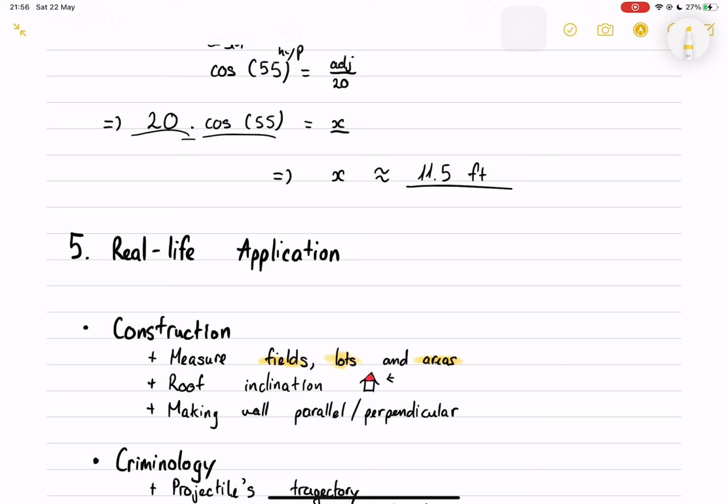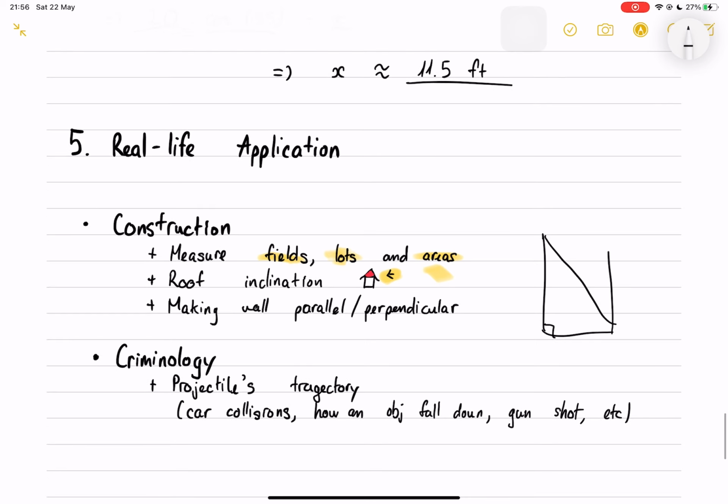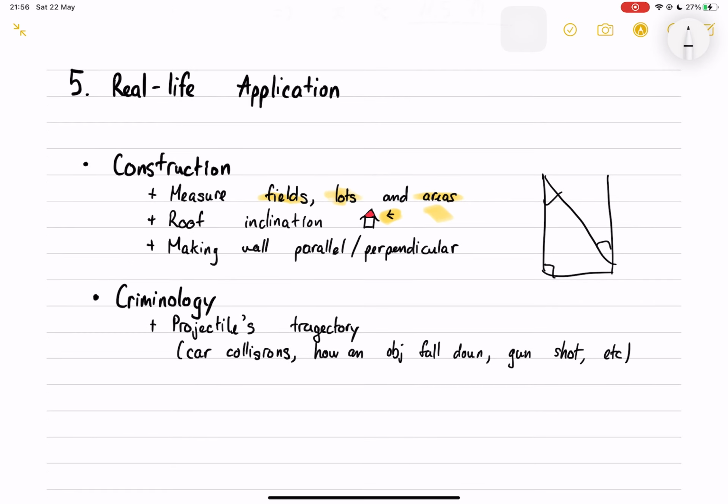A roof inclination, meaning the slope of it. Making a wall parallel or perpendicular, as you can guess, is this. Ooh. And criminology sounds interesting, so I chose one. Yep. We can figure out the projectile trajectory of something. The projectile meaning object.